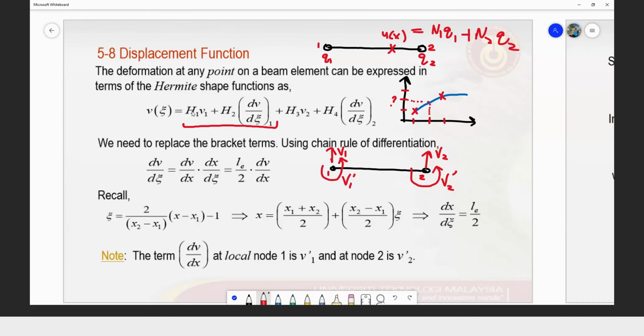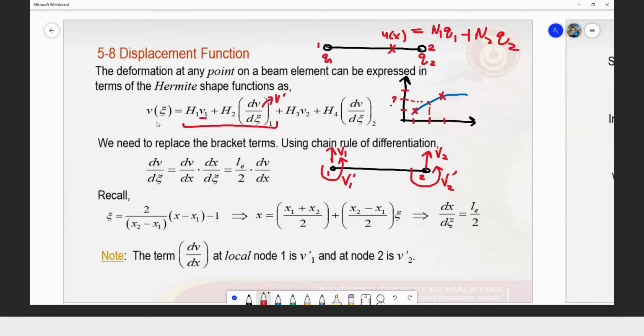So the first two terms in this equation, which is actually refers to what is happening at node number 1 in term of dia punya vertical deflection dan juga dia punya yang ni adalah actually refers to the V prime lah dekat sini. Ini adalah V prime. dV over dz adalah V prime.